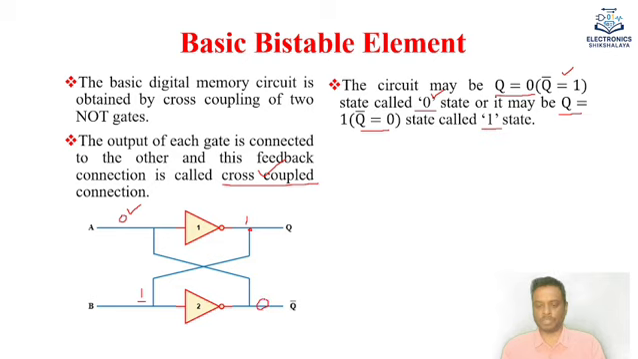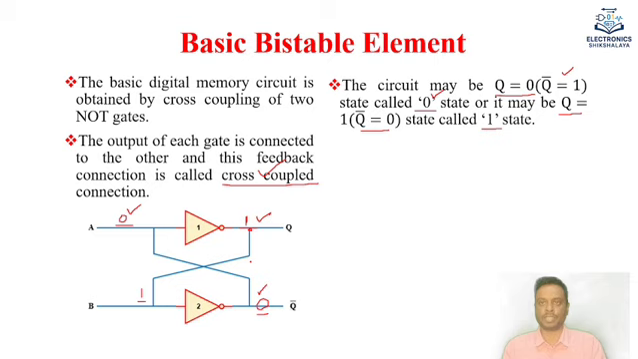Similarly, this Q bar is connected to A, so A is 0. With 0, the output will be 1. So this 1 holds for some duration of time, that is Q equal to 1, or Q bar equal to 0. That is why it holds the information for a certain event, as long as no other data comes in.